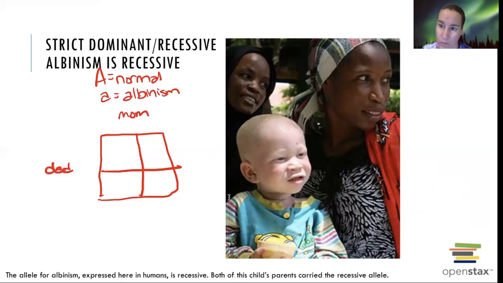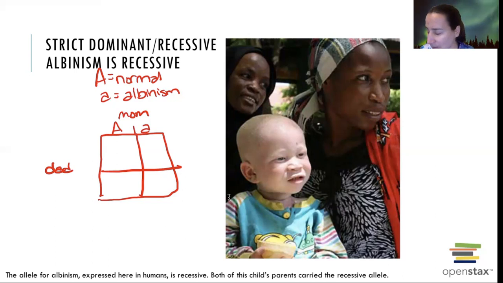Again, it doesn't matter which one you put on which side. I'm going to put mom on top. And I'm going to say mom is a carrier because I can see in this picture that mom has normal pigmentation. So with her being a carrier, she would be heterozygous, and I would write her just like this: one capital and one lowercase letter. She is heterozygous to be a carrier.